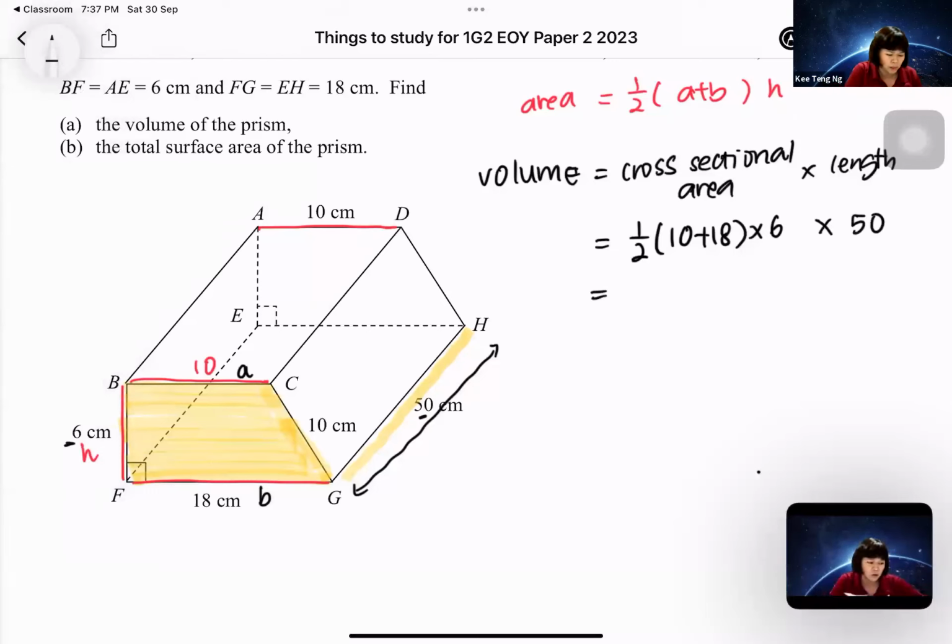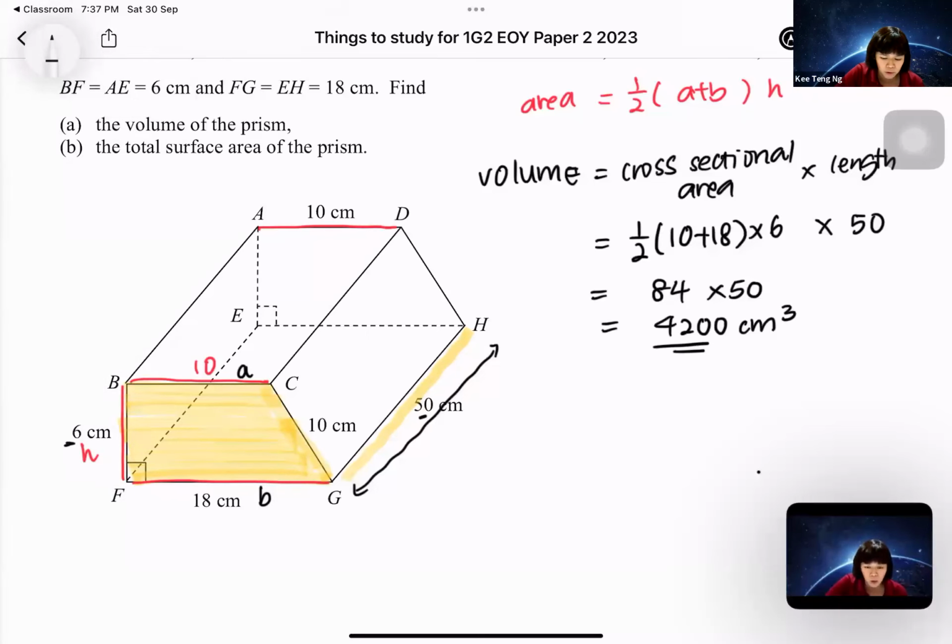All right, so let's calculate this. Half times bracket 10 plus 18 times 6. That's the cross-section area, which is 84, times a total of 50 pieces. The length is 50, so times 50 to give me 4200 cm cube. So this one will be the volume of the prism.